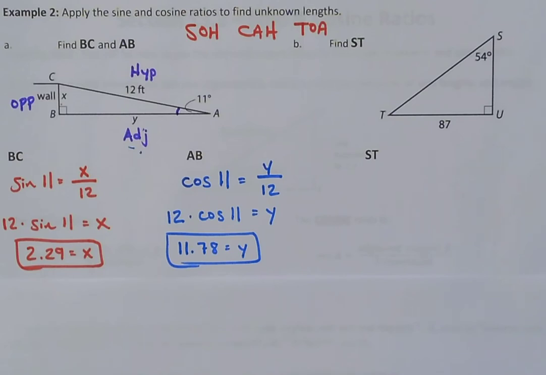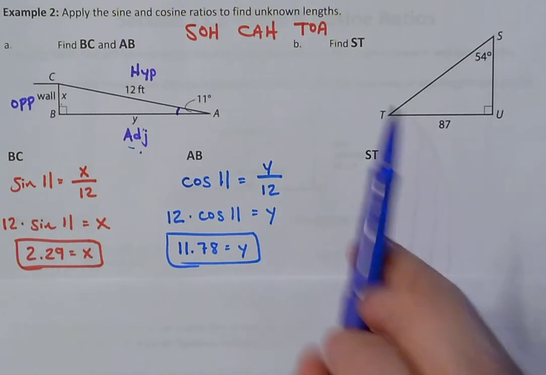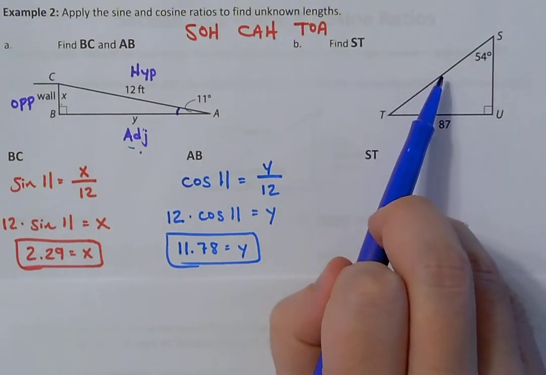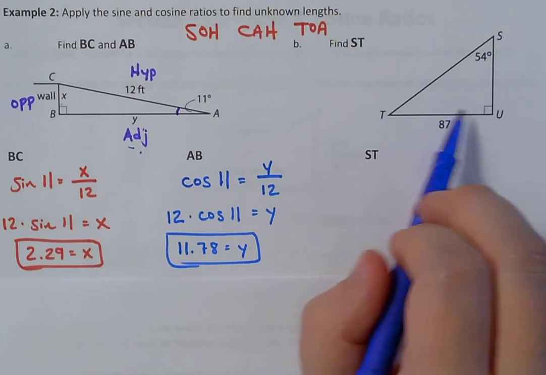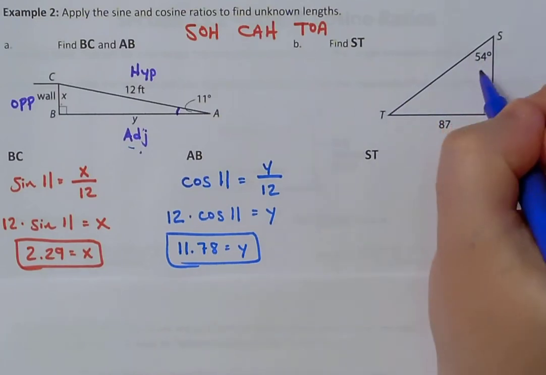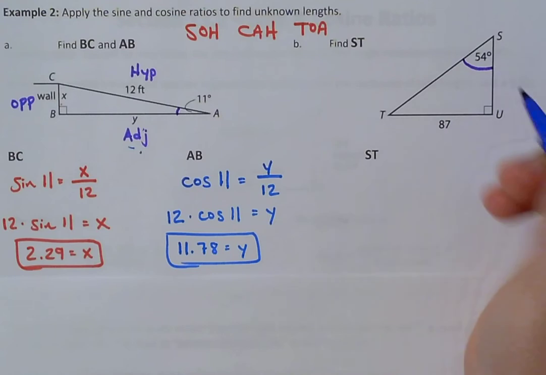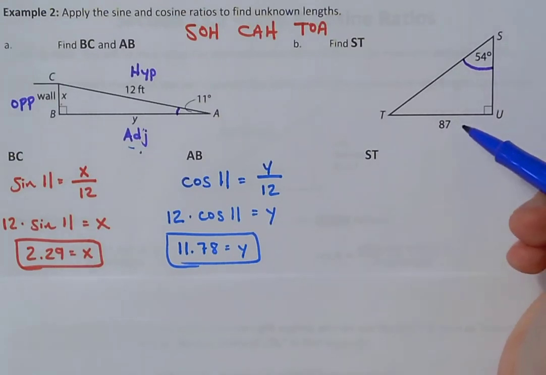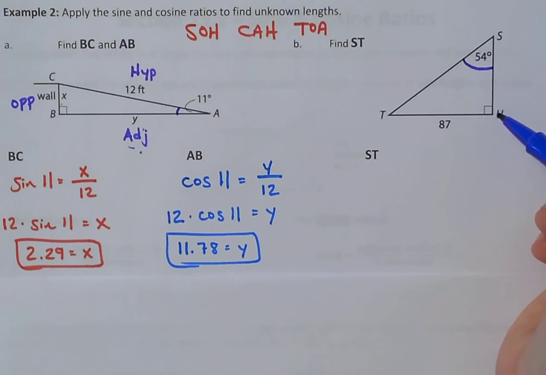Now, I want to do one more in practice, just so that you can feel confident about when I should use sine or cosine. So if we look at part B, they want us to figure out the length of ST. Now, if we look at our triangle, they tell us that angle S is 54 degrees, and that UT is 87 degrees. And we know that angle U is the right angle.